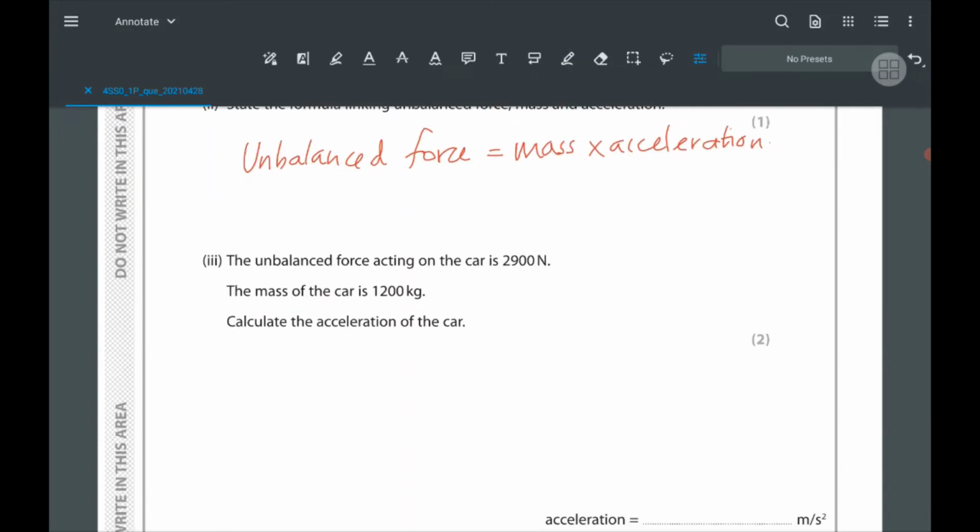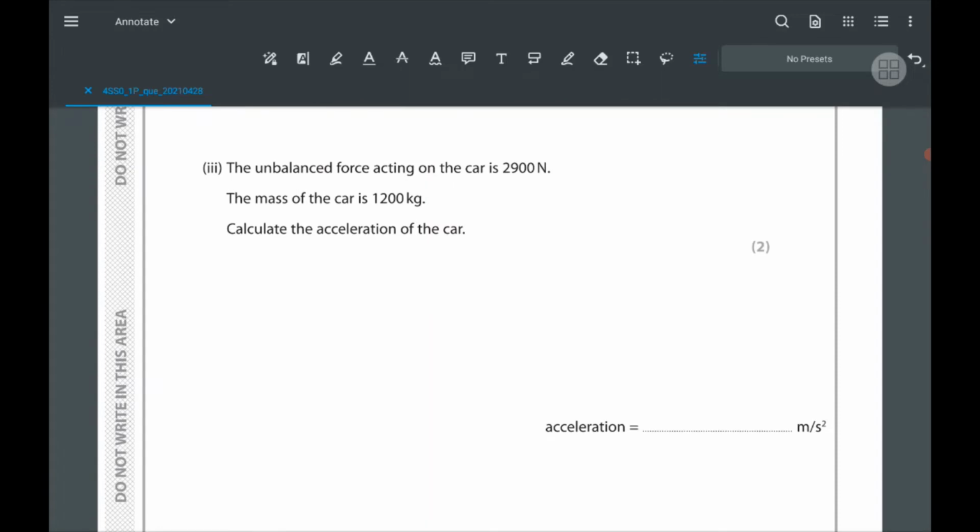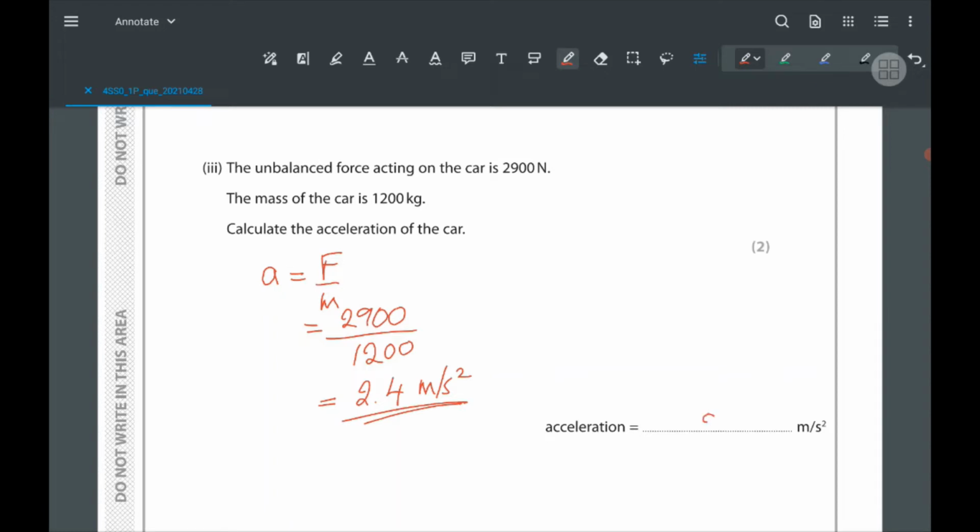Then moving to next one, the unbalanced force acting on the car is 2900 newtons. The mass of the car is 1200 kilograms. Calculate the acceleration of the car. So we know the equation already. We need to find out acceleration. So rearrange and write a equals F over m, and force is 2900 newtons divided by 1200 kilograms. Then we are getting the answer 2.42. We can round it and write 2.4 meters per second squared.